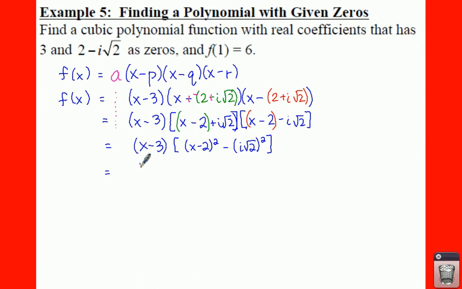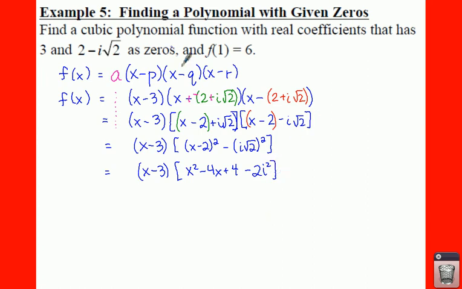I know, it's painful. x minus 3. Let's simplify what's in the brackets. This becomes x squared minus 4x plus 4. Over here, minus, now if you have an i squared, that's i squared. But if you take radical 2 squared, that is just 2.